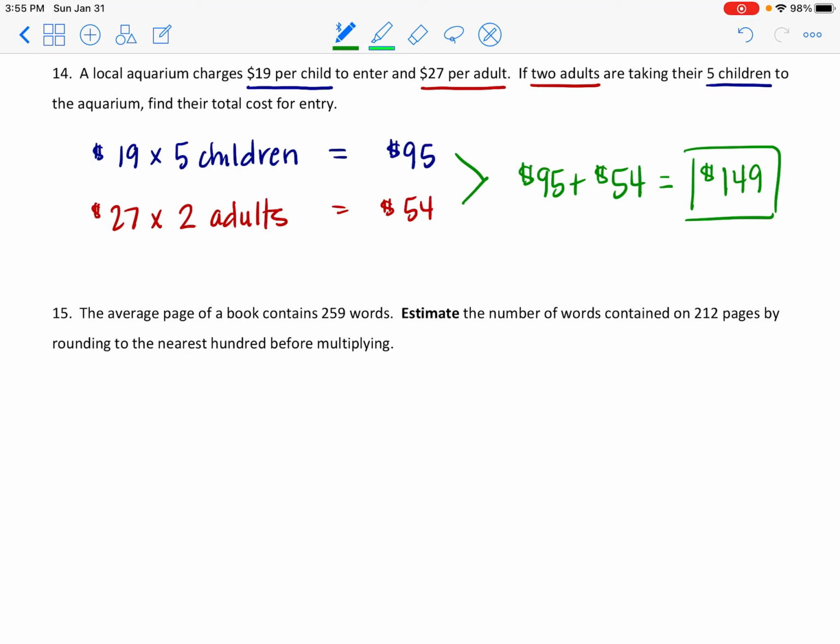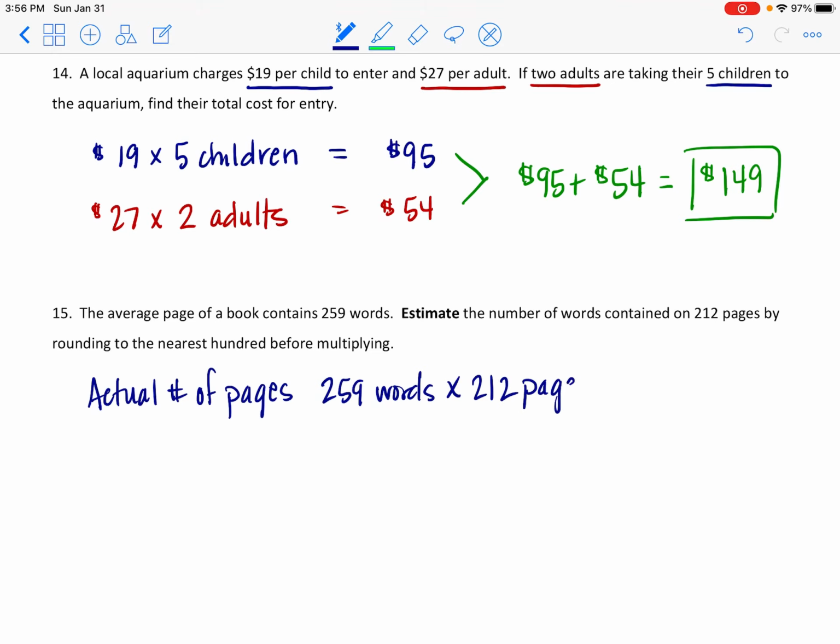It says the average page of a book contains 259 words. So one page has about 259 words. This one says to estimate the number of words contained on 212 pages by rounding to the nearest 100 before multiplying. So if I want to know the actual number, I would say there are 259 words for each of, so times the 212 pages. But since it says to round to the nearest 100 before multiplying so that we can estimate, let's see, 259. Is it closer to 200 or closer to 300? Definitely 300. And if we were to round 212, 212 is closer to 200 than it is to 300.